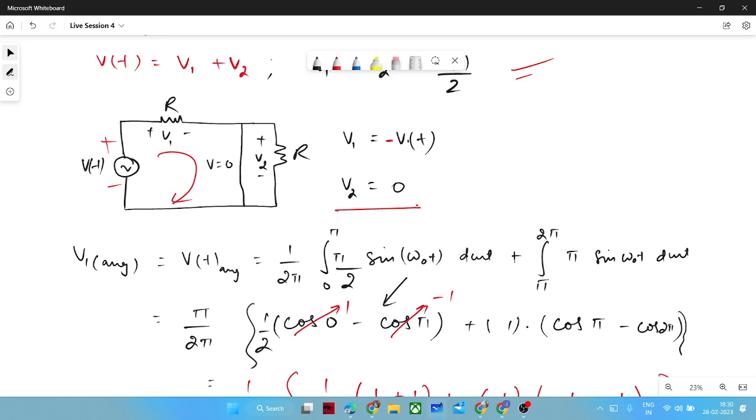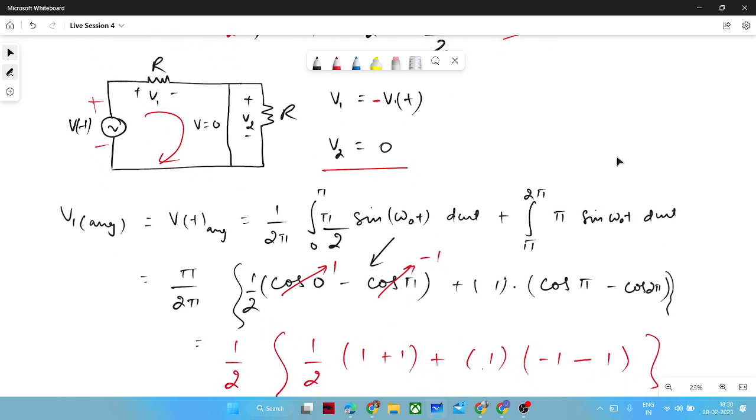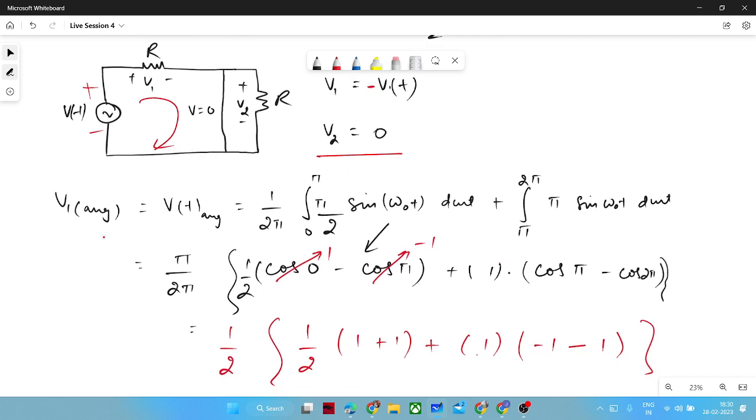I hope there is no problem till this point. Since we have all the information about V1 and V2, we calculated the average value of V1. That is Vt by 2 during 0 to pi. Okay, let me write a step. So V1 is equal to Vt by 2 from 0 to pi, and minus Vt from pi to 2 pi.